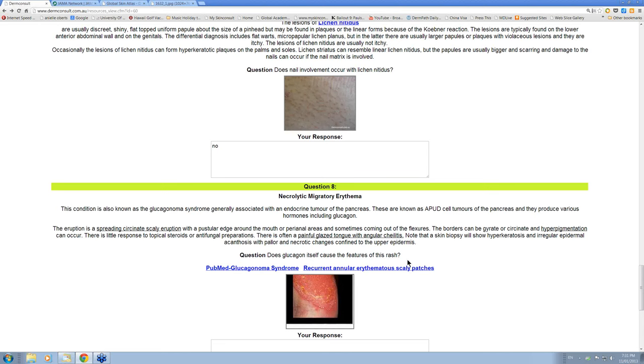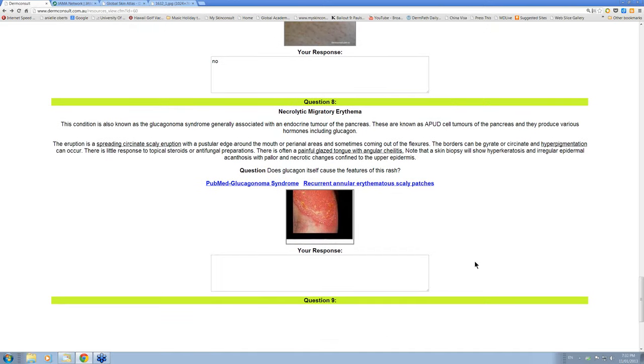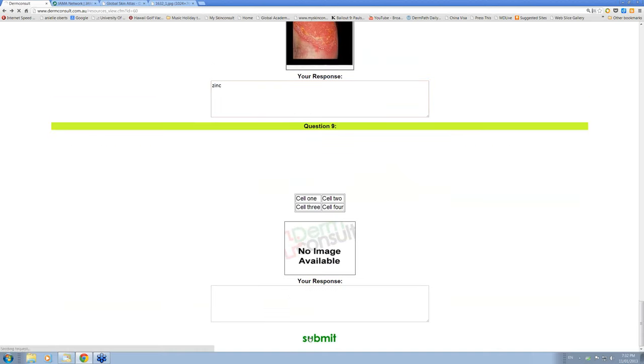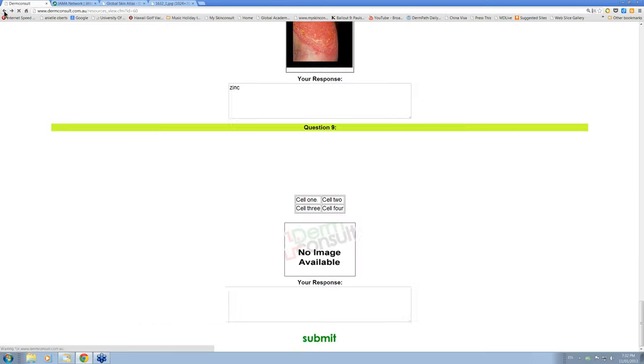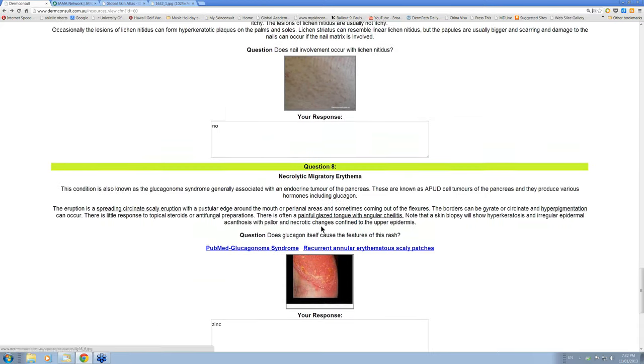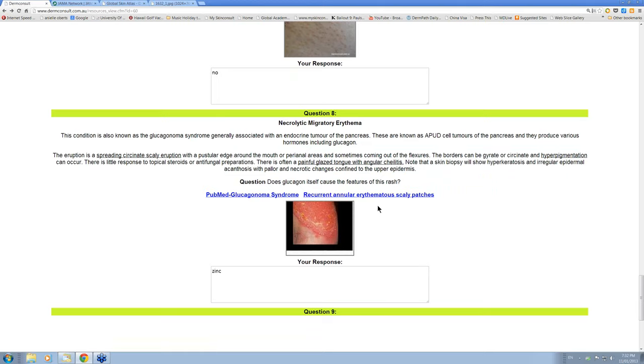Does glucagon itself cause the features of this rash? No, it doesn't. Remember I said it was the deficiencies of amino acids and some zinc. Let me just put zinc in here, and then go down to submit and see what I've got for the answers to that. No, the glucagon appears to cause amino acid, zinc, and essential fatty acid deficiencies, because supplementation of these substances leads to improvement of the rash. Okay, so it's not due to the glucagon per se, but it's due to effects of the glucagon.